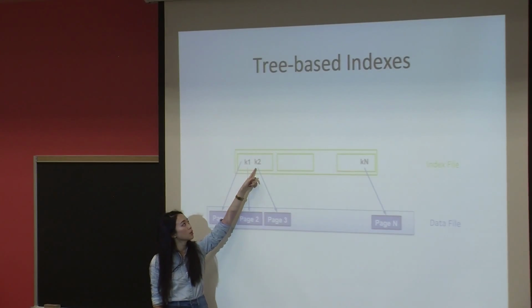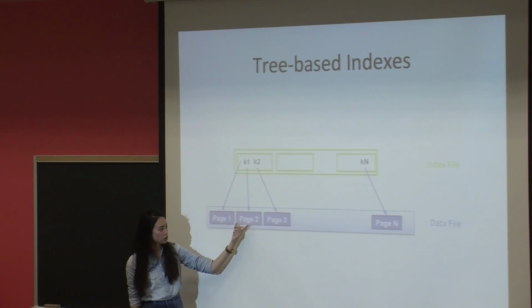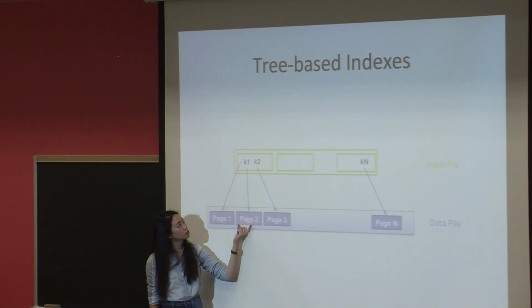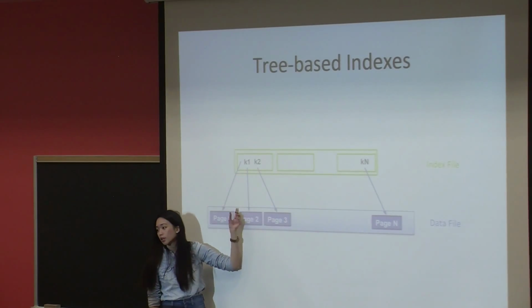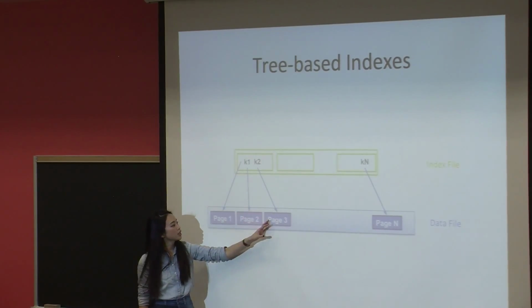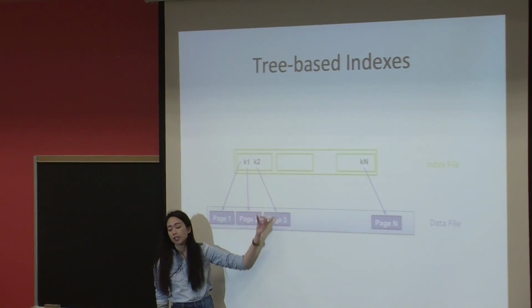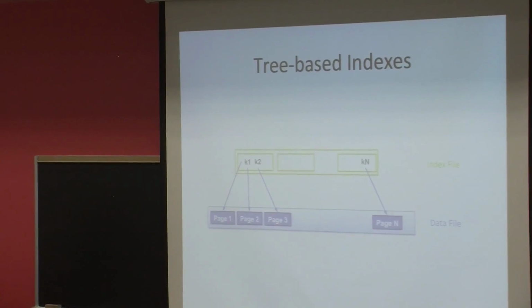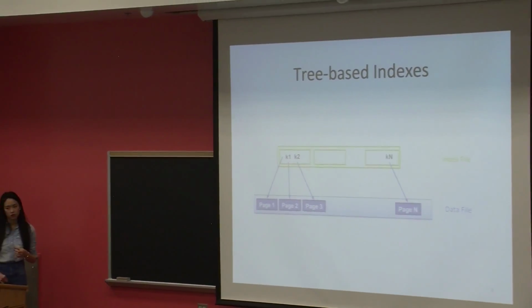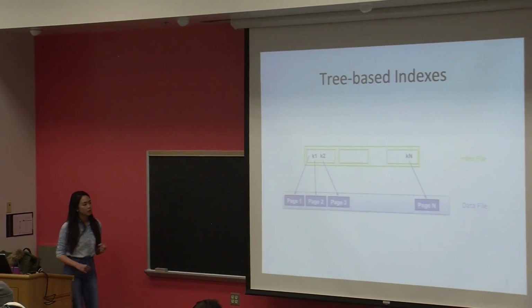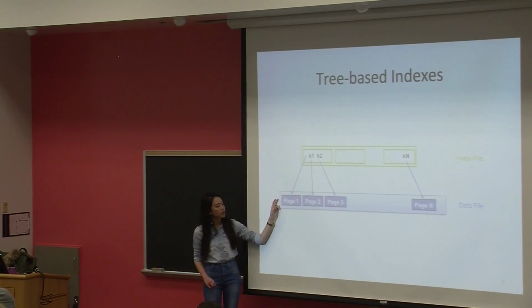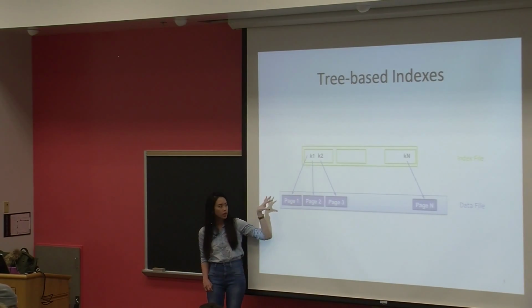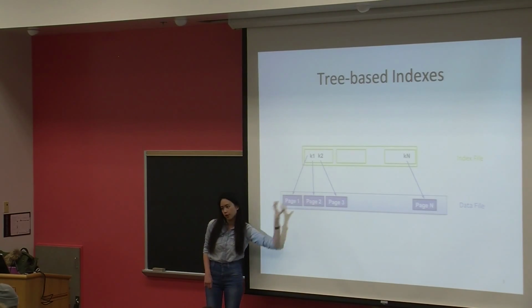For the pointer between K1 and K2, it points to page 2 where a certain attribute is within the range of K1 and K2. And then for page 3, we're saying it's greater than K2. And last time we were talking about why we would want to use this tree-based kind of structure. Another note is that here, we are already assuming that the attributes we want to compare against the keys are already sorted. Okay.